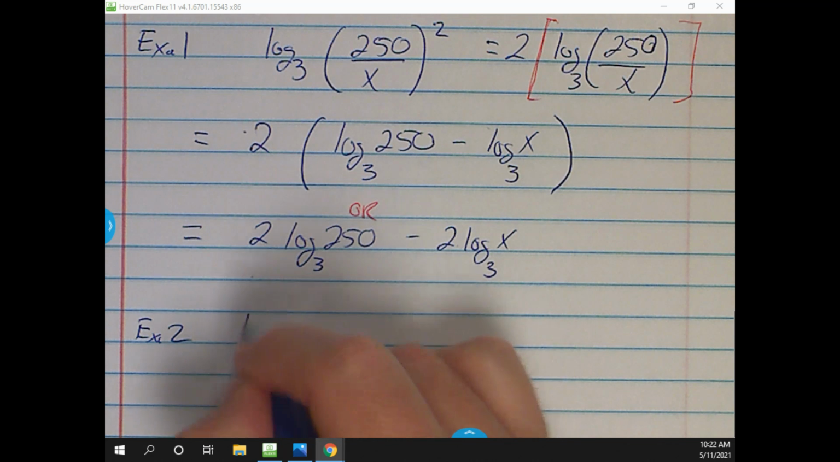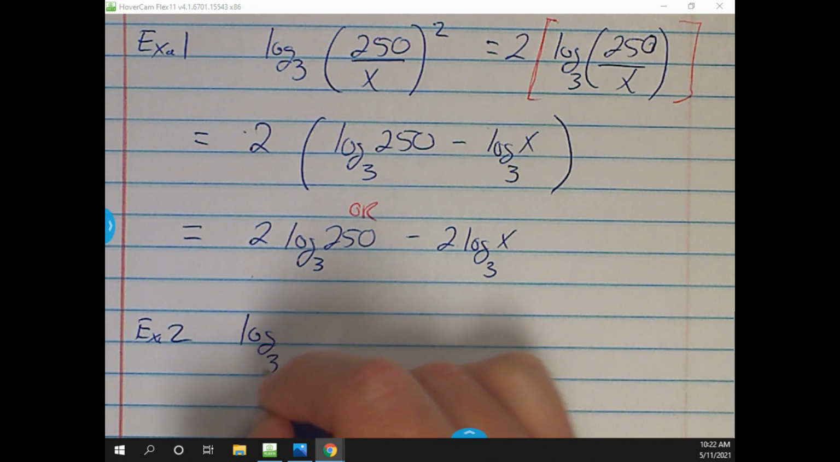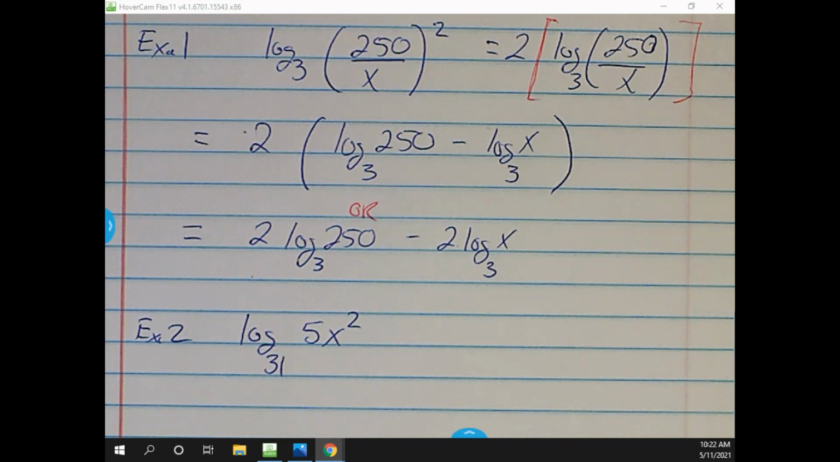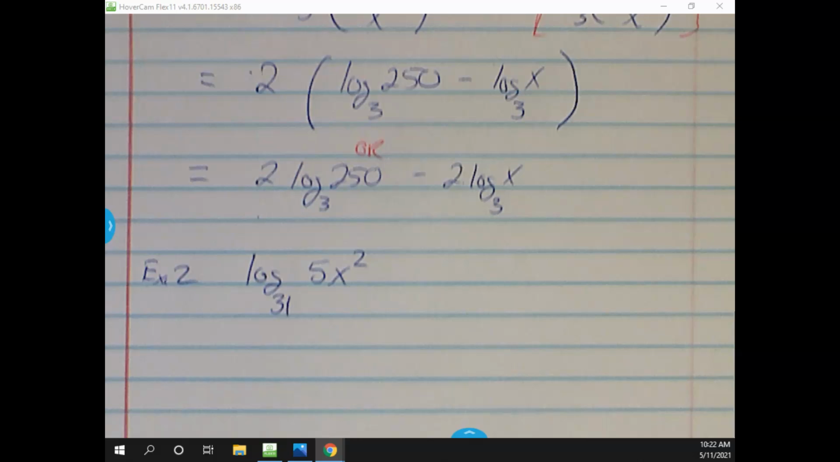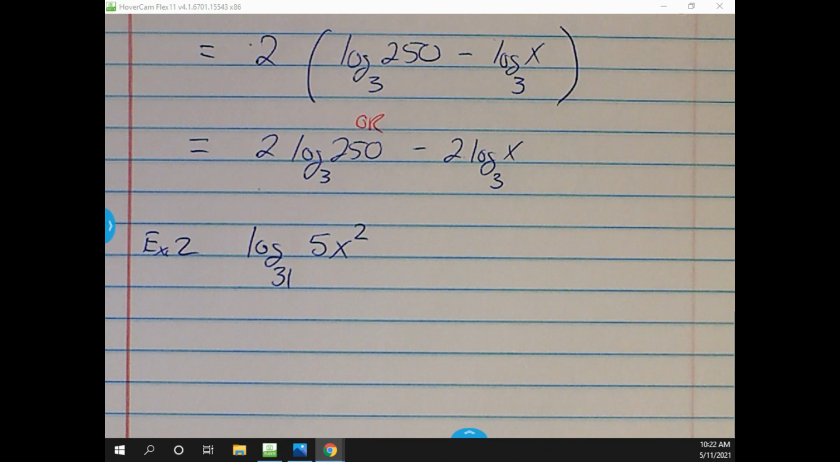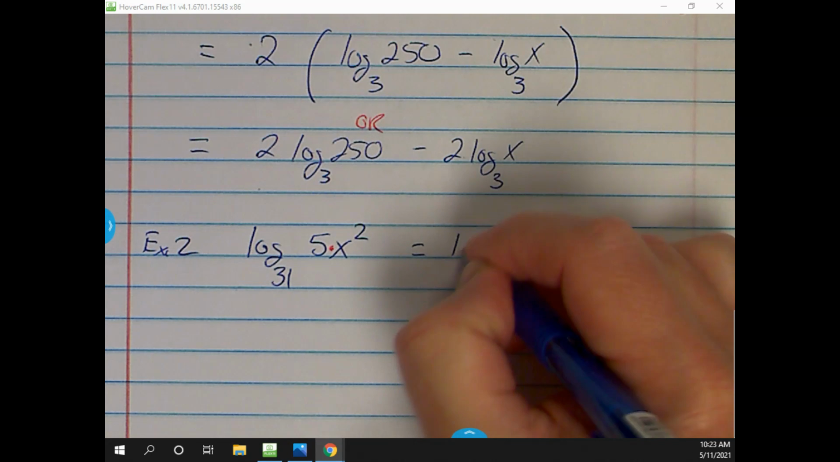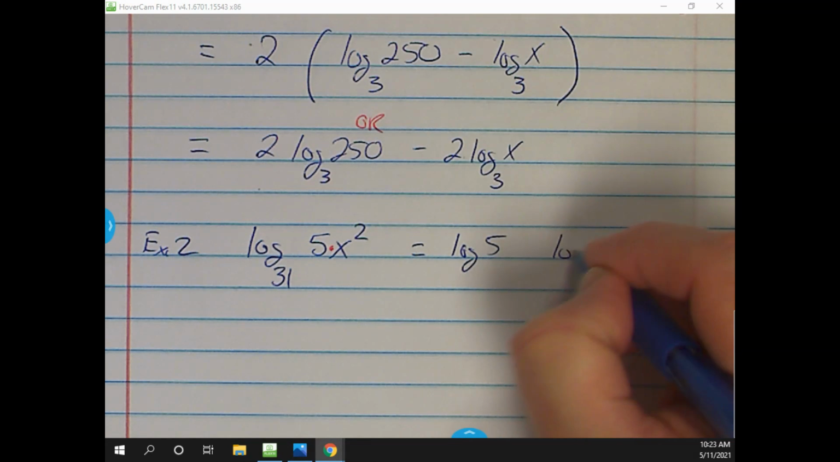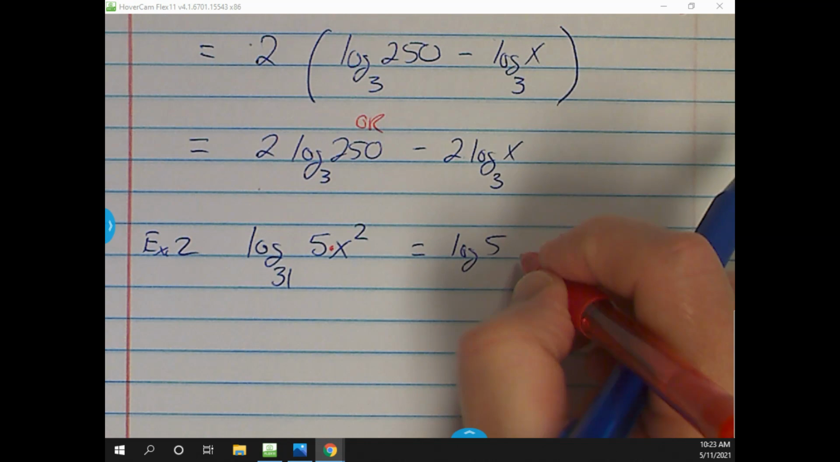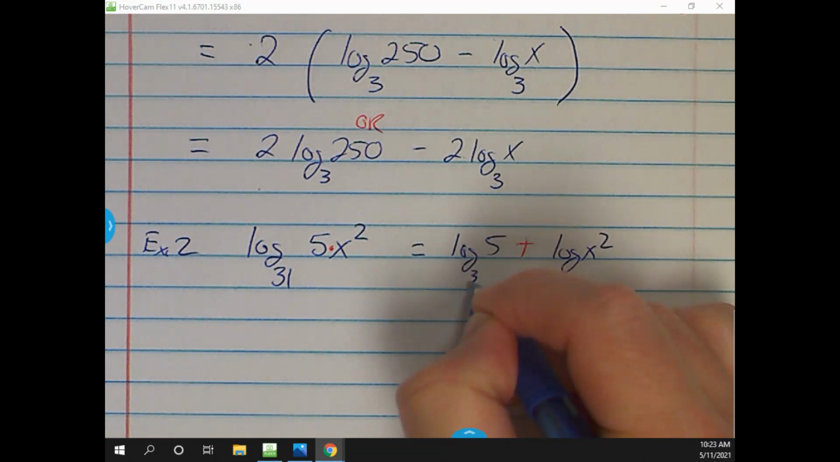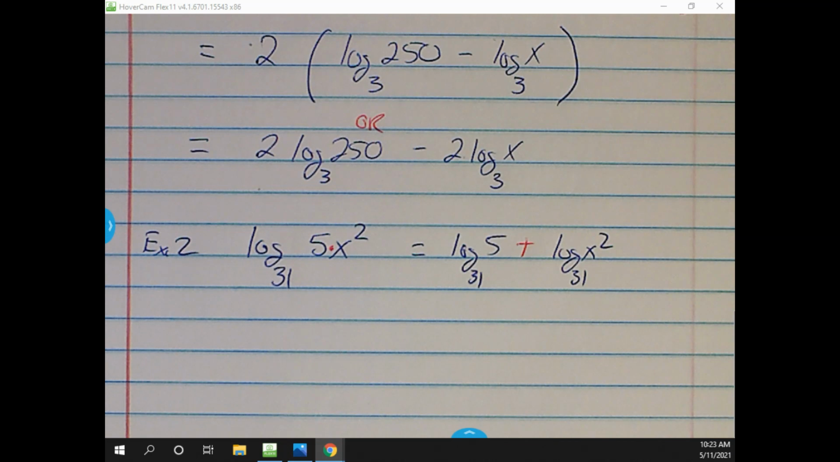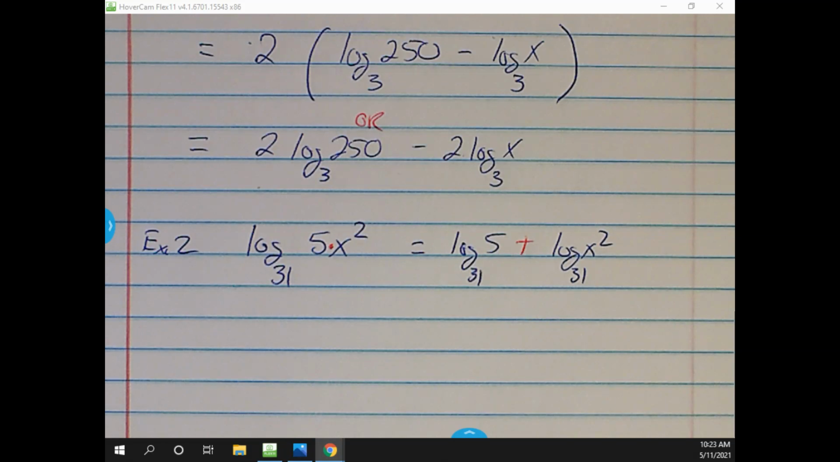All right, so for this one, let's go with log of 5x squared with the base 31. Okay, big difference on this one is it's not 5x, the whole thing squared. It's only x squared. So really this is 5 times x squared. So to break this one up, we would do the log of 5 and the log of x squared. And because that's a times in the middle, we're going to do a plus there. So it's the log of 5 base 31, plus the log of x squared base 31.